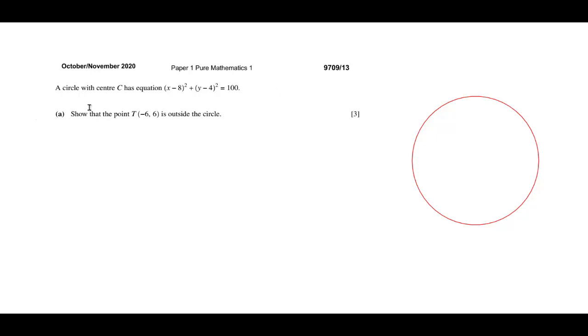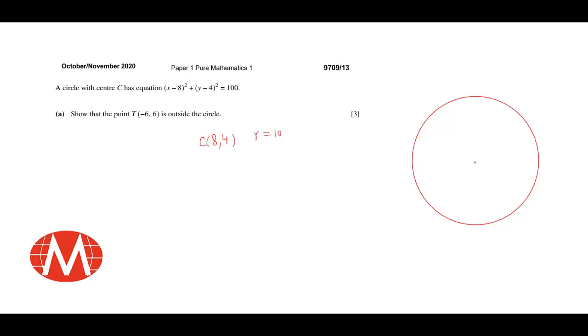A circle with the center C has an equation (x − 8)² + (y − 4)² = 100. Show that the point T (−6, 6) is outside the circle, and this has 3 marks. Here in this question, the center of the circle is (8, 4) and the radius is 10.